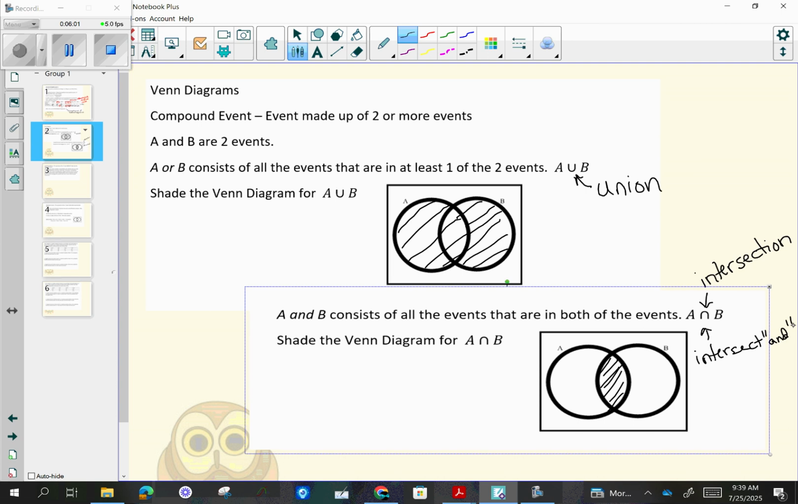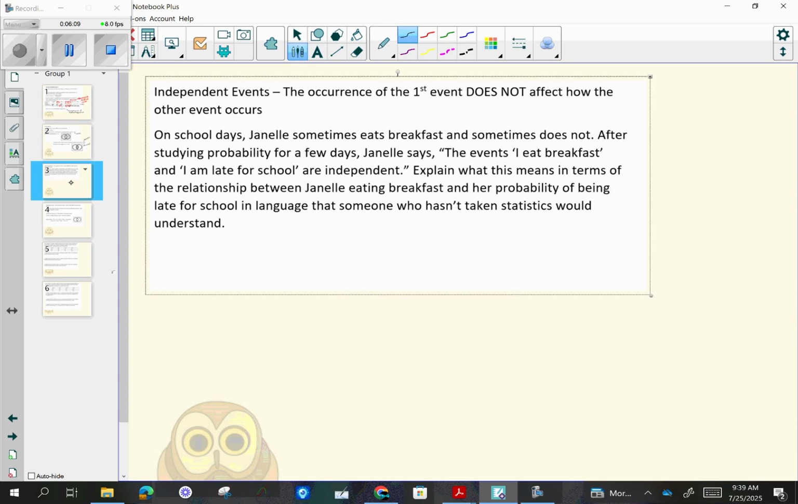So intersection, kind of just an easy way to remember what symbol goes with what. We use those because sometimes we have independent events and sometimes we have dependent events. Independent events means that the occurrence of the first event does not affect how the other event occurs.